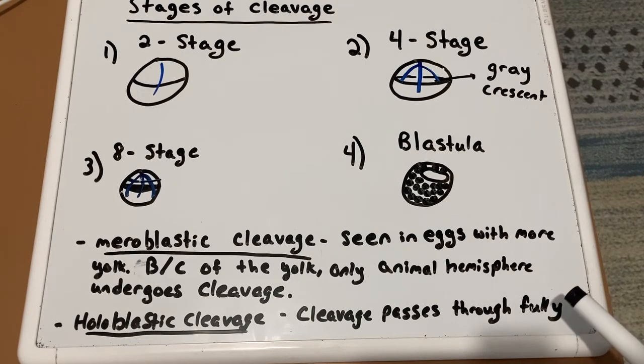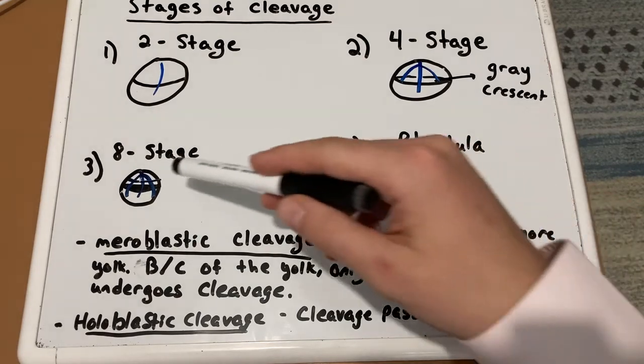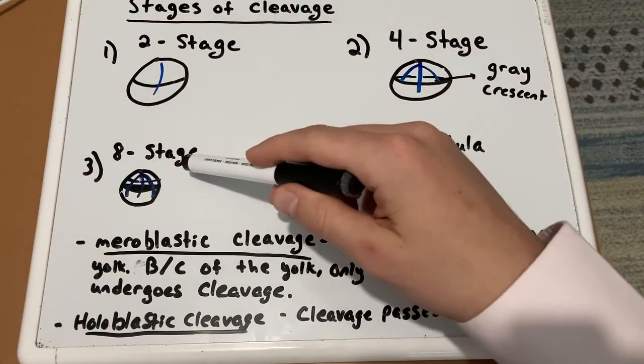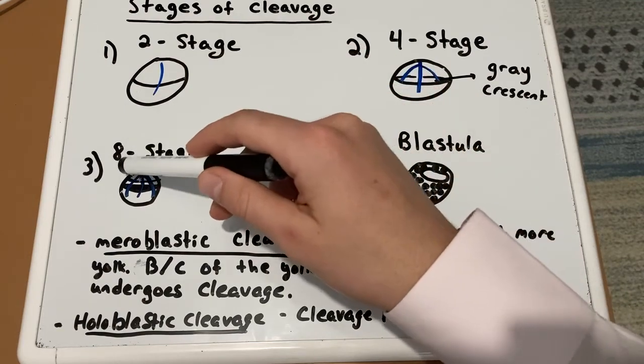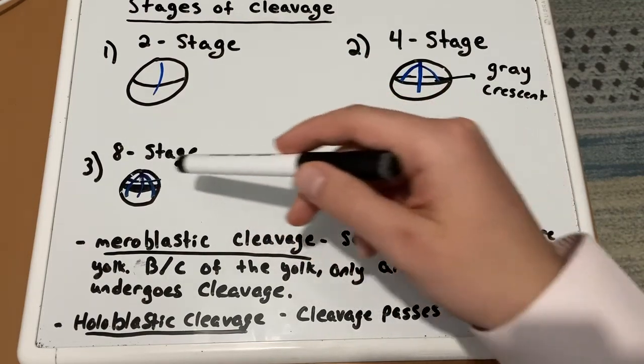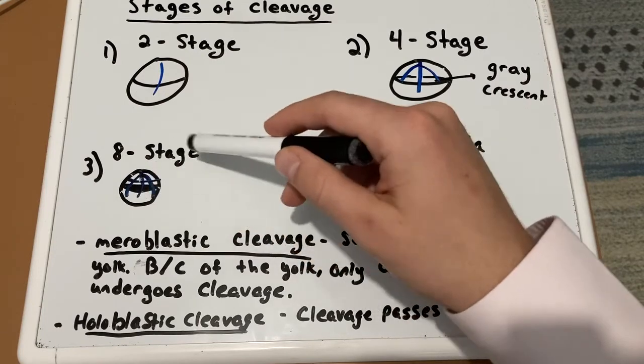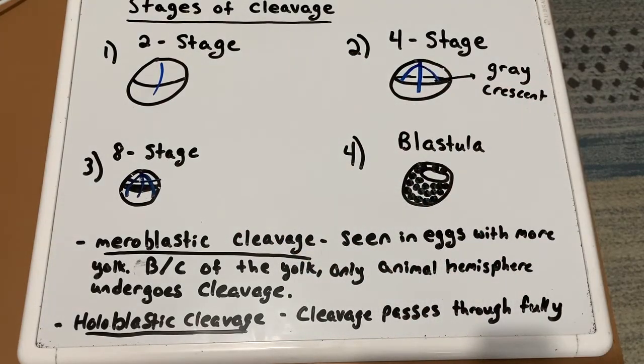After this, the third division occurs, this time splitting the zygote horizontally, as shown. So here you have the blue line again, split horizontally. So now you have 8 cells. So 1, 2, 3, 4, 5, 6, 7, 8. And that's why it's called the 8-cell stage. And finally, the blastula is formed, ending the cleavage step. It is important to note here that the uneven distribution of cleavage here is due to the uneven distribution of yolk among the cells.